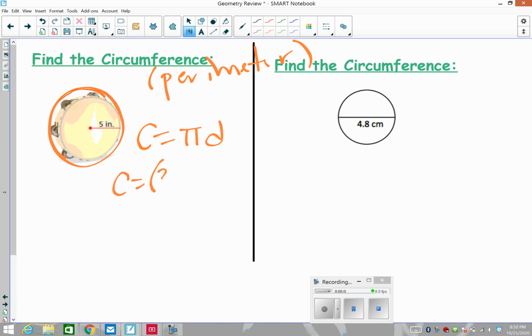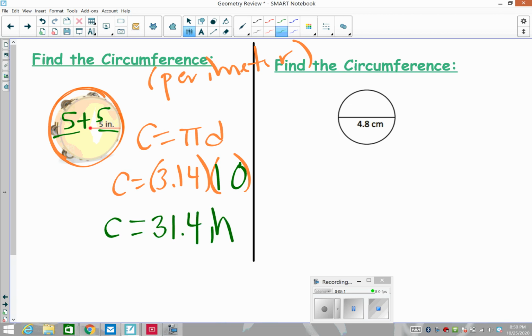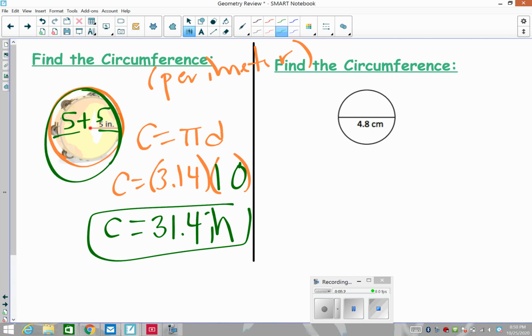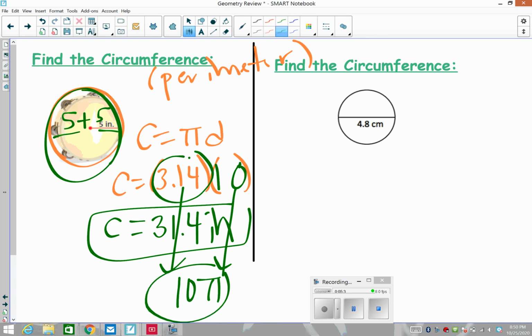So that's 3.14 times the diameter. And in this case, 5 plus 5 would be the diameter, which is 10. So that gives me 31.4 inches, singular inches, because we're just talking about the distance around something. It's not squared. Another possible answer is that you could leave this with a pi symbol, and it could be 10 pi, another way to write that answer.